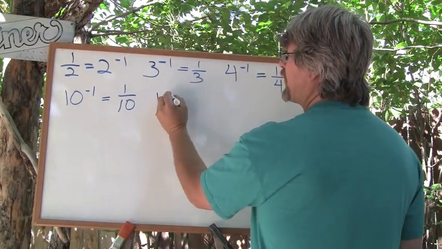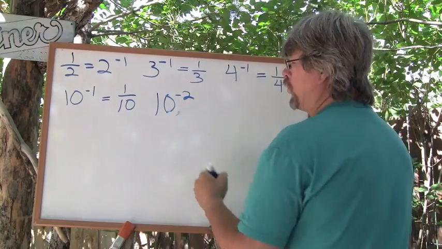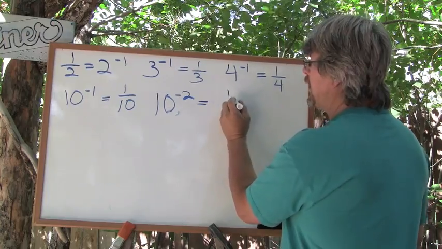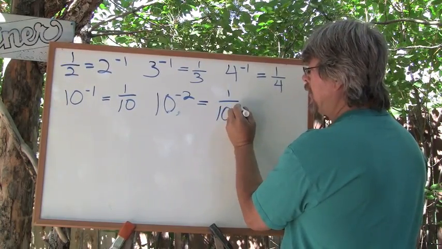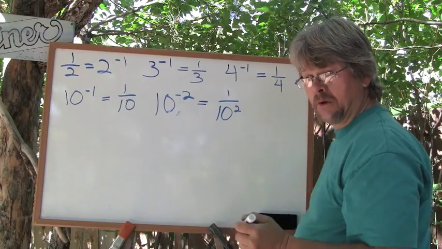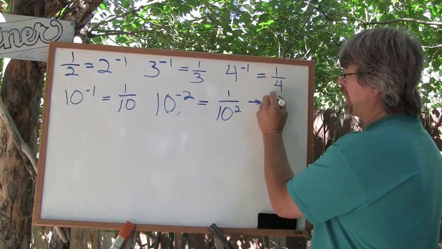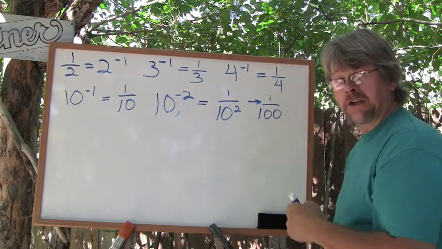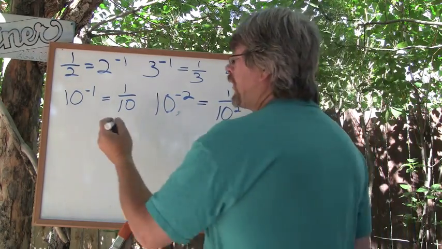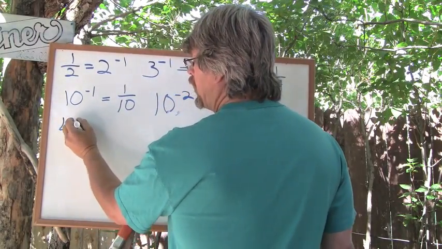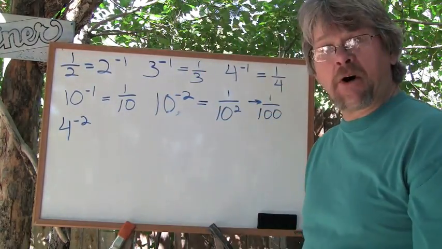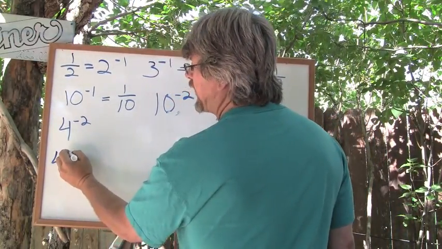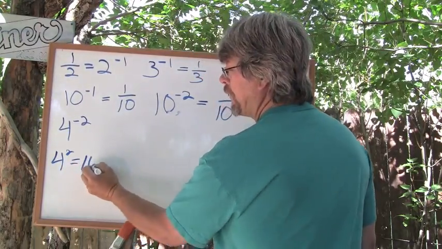What happens when we have 10 to the negative 2? What do we have here? This becomes 1 over 10 to the second, which is the same thing as 1/100th, because 10 squared is 100. So this shows us that if we have 4 to the negative 2 exponent, the positive 2 exponent is going to give us 16, right?